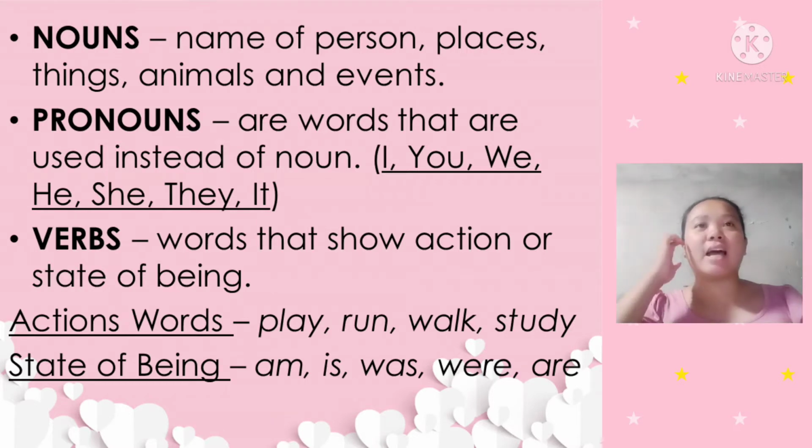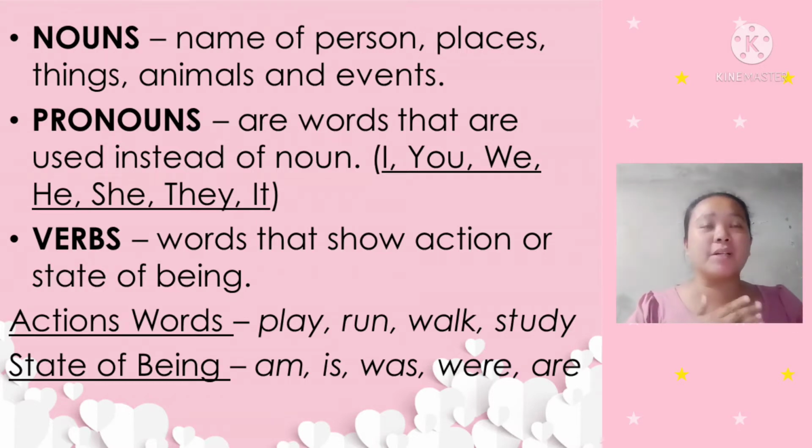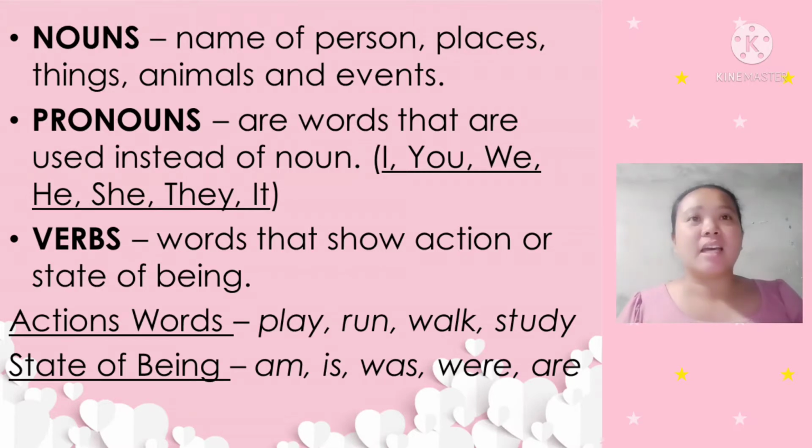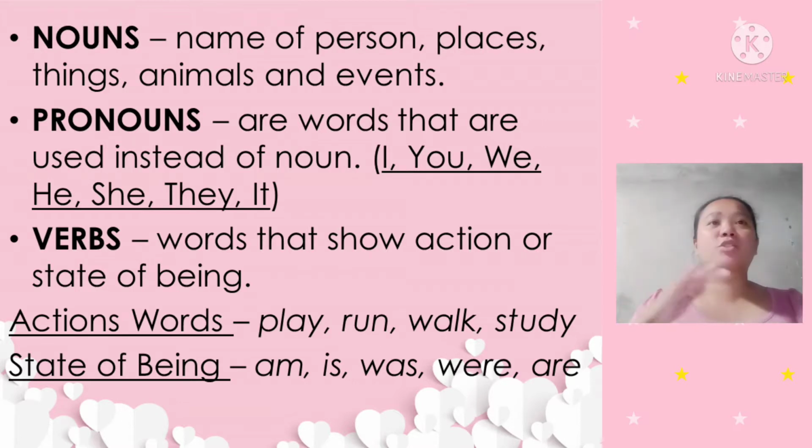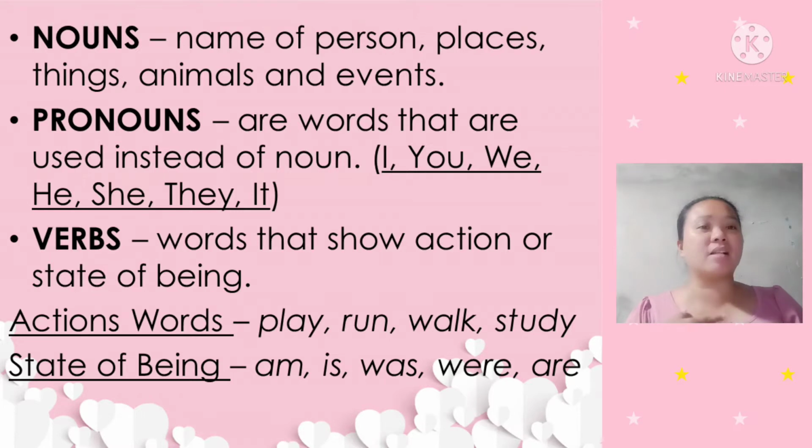So what is a noun? A noun is a name of person, place, things, animals, and events. So the examples of nouns are bell, school for the place, things, laptop, animals, dog, and events, it's birthday. Okay, so those are nouns.